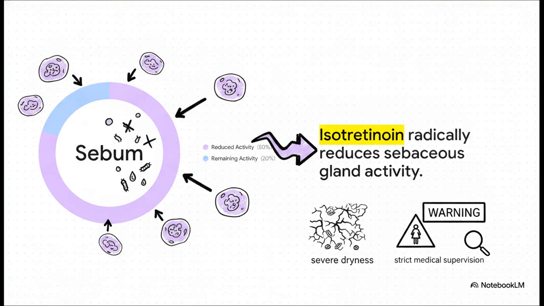For severe cases, though, systemic treatments are required. The gold standard here is isotretinoin, which is a super powerful vitamin A derivative. Isotretinoin has the incredible ability to shrink the sebaceous glands and reduce their activity by an astonishing 80%. By cutting off the oil supply that drastically, you starve the bacteria and stop the entire acne cascade right in its tracks. However, this immense power definitely comes with serious systemic side effects, ranging from incredibly severe dryness to being highly teratogenic, meaning it can cause severe birth defects. So strict medical supervision is absolutely crucial.